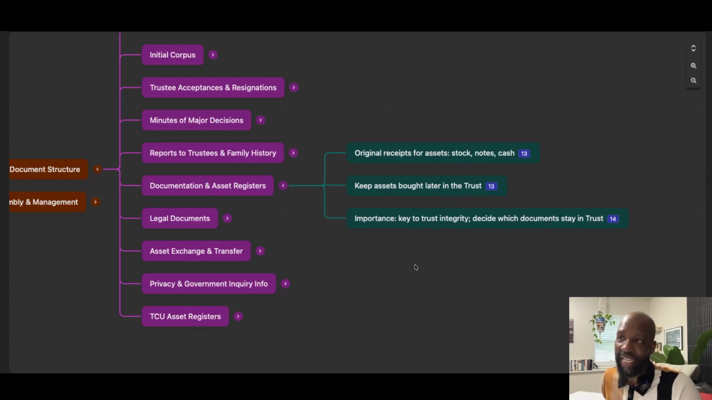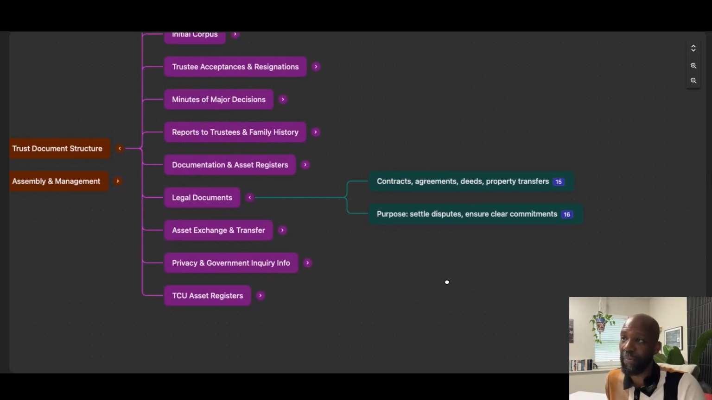Original receipts for assets, stocks, notes, and cash, right? This is part of your documentation and asset registers, another section of your trust book. Keep assets bought later in the trust, okay? Important. Key to trust integrity. Decide which documents stay in the trust. Not all paperwork is going to make it to the trust book, but the ones that we're going over right now will stay in the trust book and they will be increased as the trust grows.